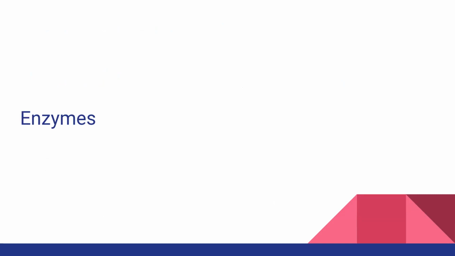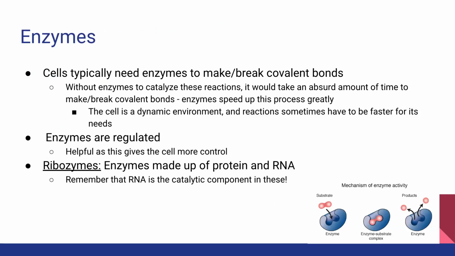And then enzymes. Cells usually need enzymes to make and break covalent bonds. It's just a time thing. It makes it easier and faster to make and break these covalent bonds. And then enzymes are regulated. Ribozymes are enzymes that are made up of protein and RNA, and the RNA is the catalytic component.